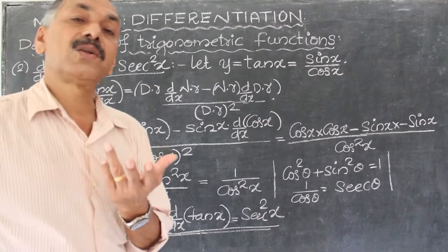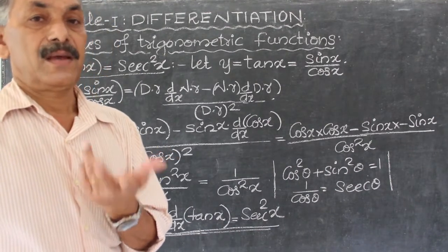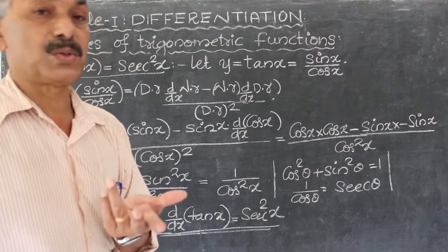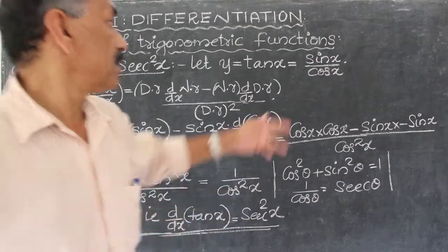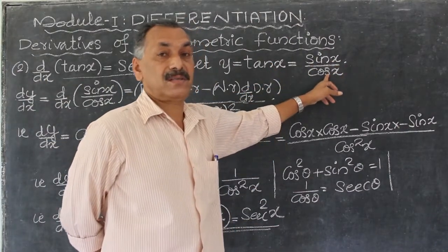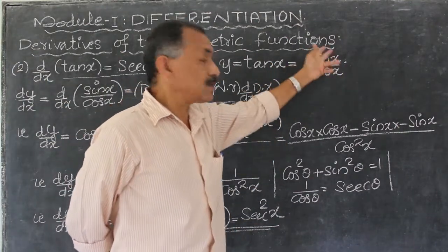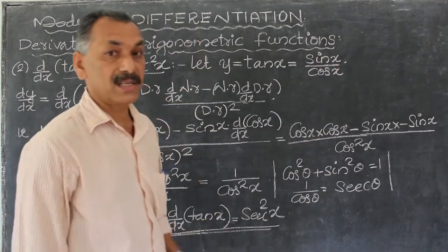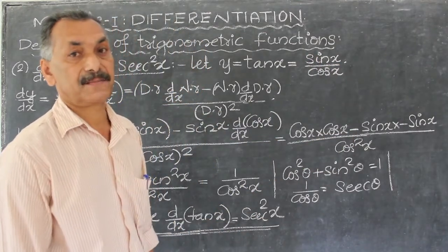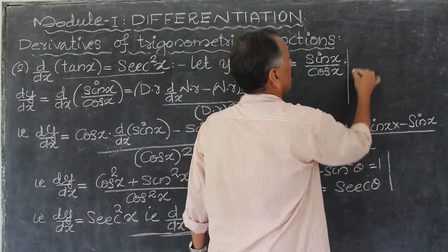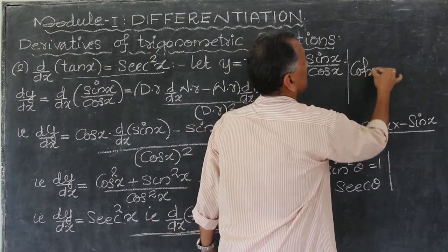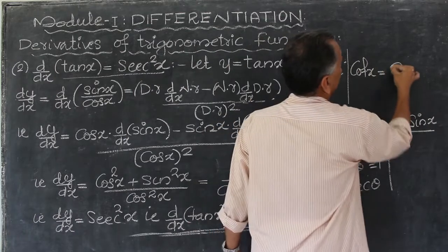The derivative of cot x is equal to minus cosecant square x. What do you mean by cot x? Here tan x is equal to sin x by cos x, and cot x is equal to cos x by sin x. That is the property: cot x is equal to cos x by sin x.